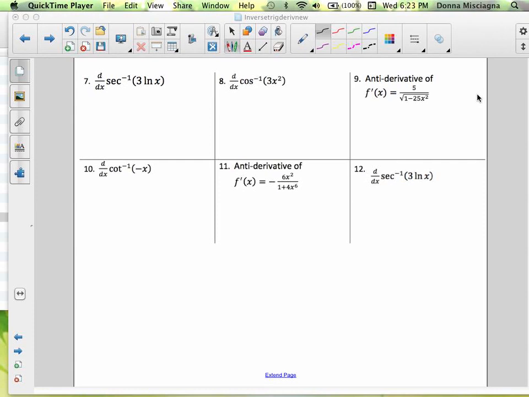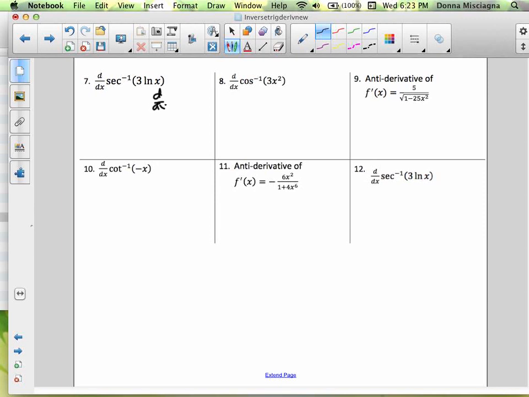All right, so we want to find the derivative of arcsecant of 3 natural log of x. Of course, we need to find the derivative of the inside. The derivative of 3 natural log of x is going to be 3 divided by x. So our derivative, dy dx, is 3 over x divided by the absolute value of 3 natural log of x times the square root of 3 natural log of x squared minus 1.